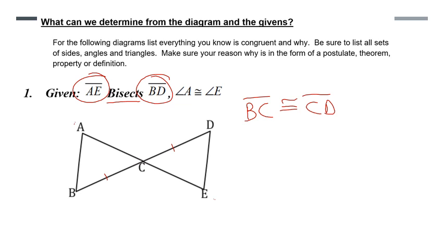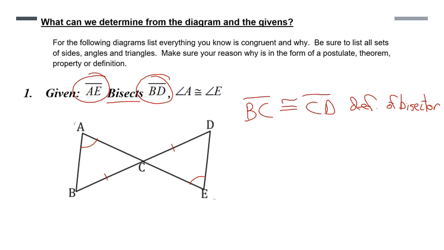Now, how do I know that? Because that's the definition of a bisector. That's what a bisector does. It cuts it into equal pieces. That's how we know that. Okay, now we also know that angle A is congruent to angle E. So I'm going to put an arc mark on A and E. So now it's just given. We don't really need to justify that. Again, that was given to us.